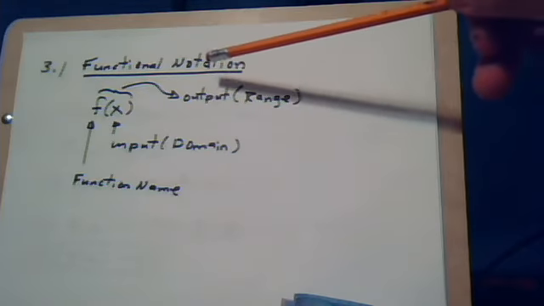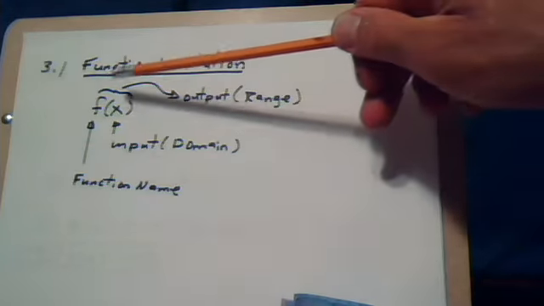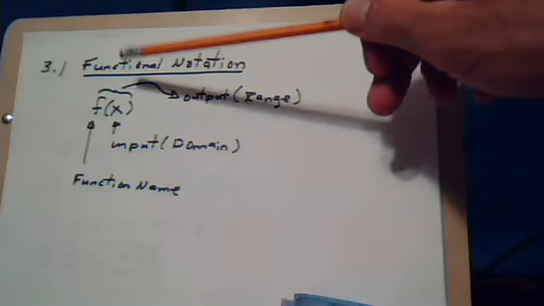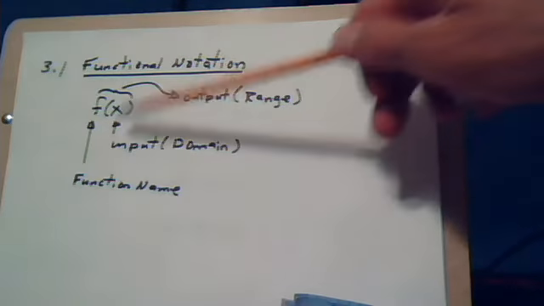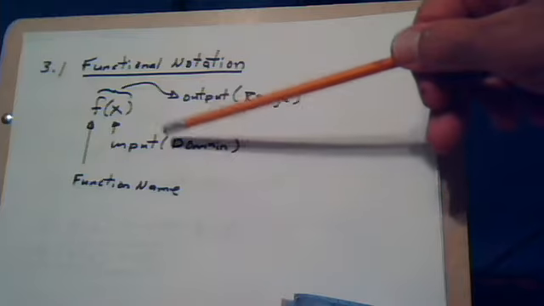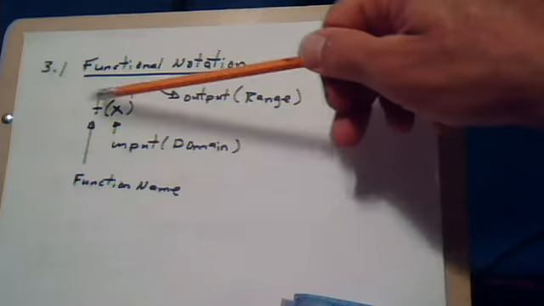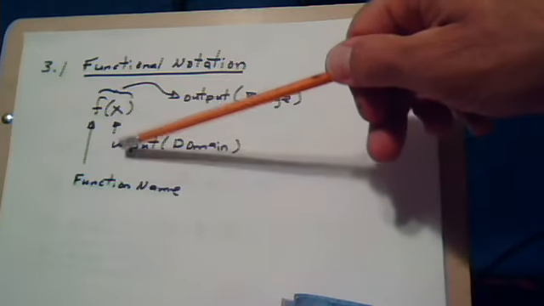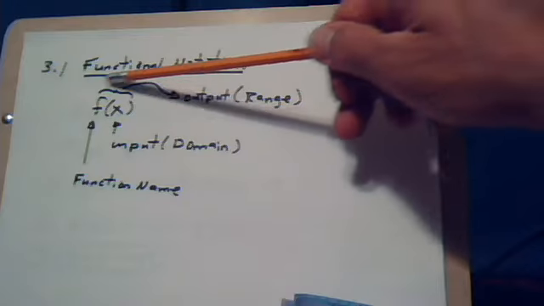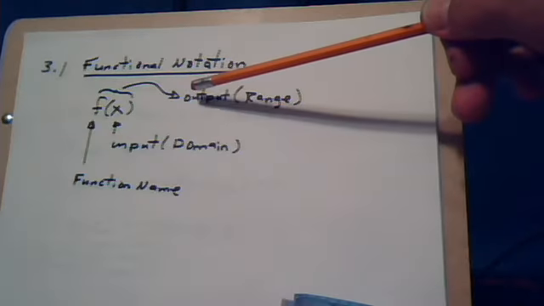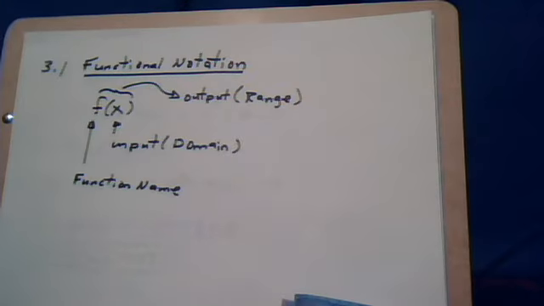This is functional notation. You don't say f times x, you say f of x. The advantage of using this notation is that it gives you 3 pieces of information. It gives you the function name, the input value, which is a domain, and then the whole thing put together represents the output, which is the range.